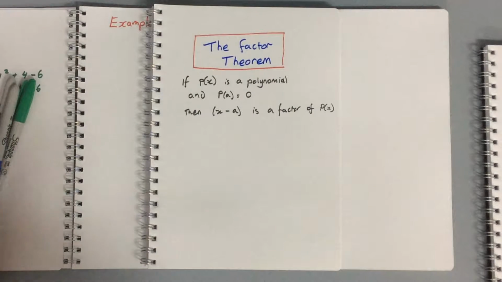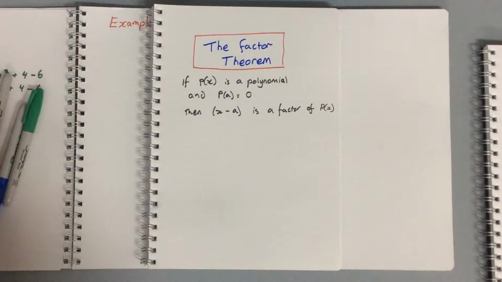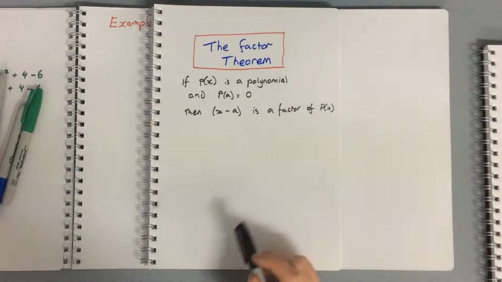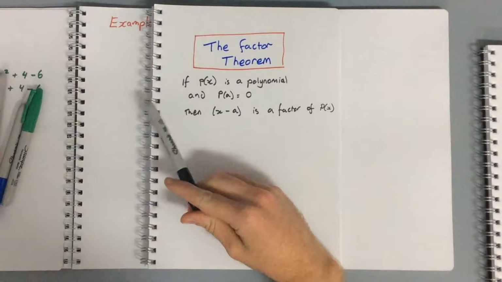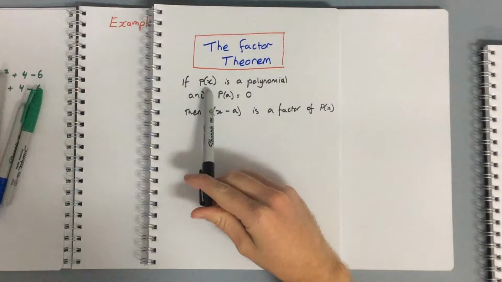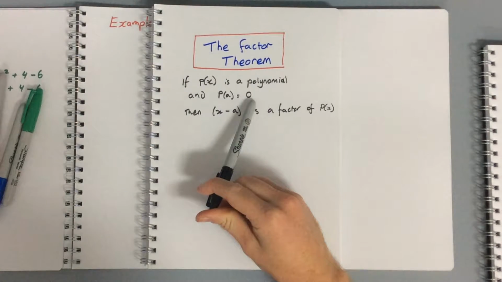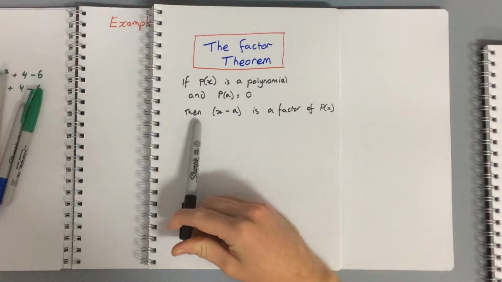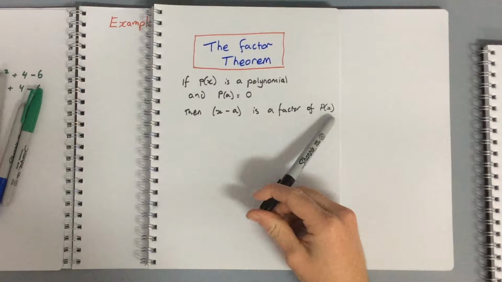Alright, in this video we're going to have a look at what's called the factor theorem. Very similar to the remainder theorem, except we're almost going the other way around. So basically all it says is if we have a polynomial p of x and we find that p of a is equal to 0, then we can say x take a is actually a factor of p of x.